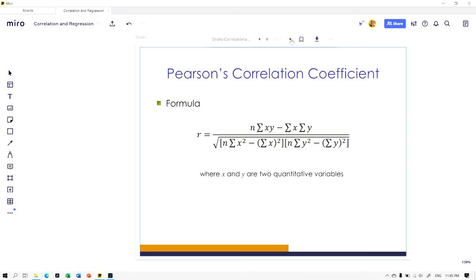This is something that you need to remember: Pearson correlation coefficient can only be calculated on quantitative variables. In other words, it can only be applied to variables having the scale of interval or ratio, not nominal or ordinal, because only interval and ratio scales are quantitative variables, whereas nominal and ordinal scales are qualitative variables.